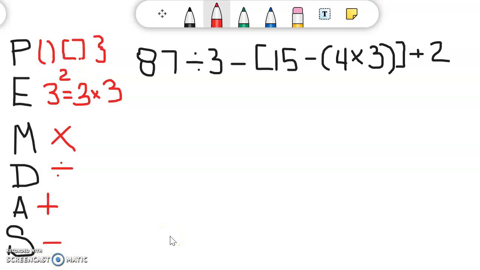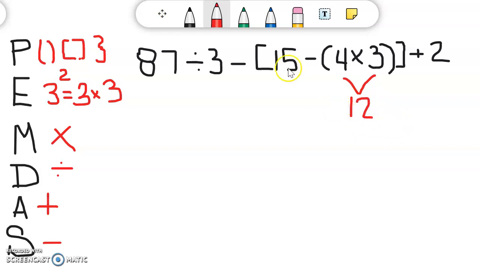Now that you have the problem written down, walk through the problem with me, complete it on your paper as I model it for you on the whiteboard. The first step is P, and that's parentheses, brackets, and braces. So I'm going to go to the innermost parentheses right here at 4 times 3. And 4 times 3 equals 12.